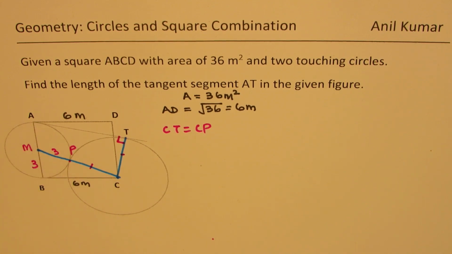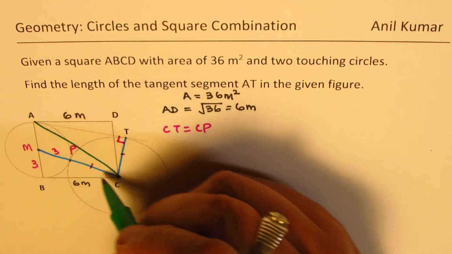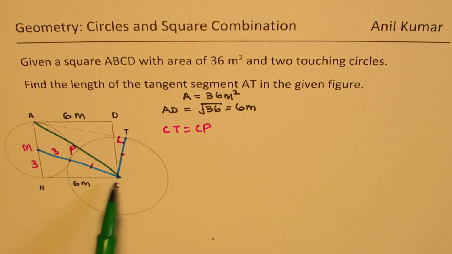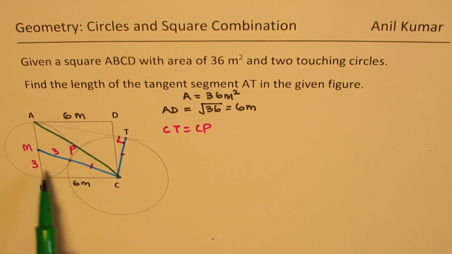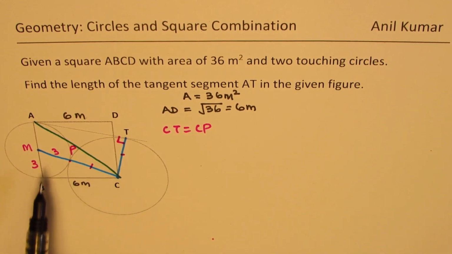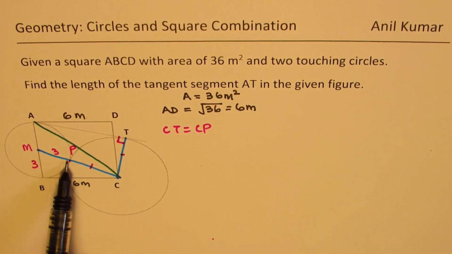Then we have a triangle, a right triangle to work with. A right triangle will be formed by joining A with C. So this diagonal makes right triangle. We know the length of AC also, which can be worked out from the side of 6, 6. And we can then find CT and AT, right? I hope the strategy is clear. So let's first begin by finding the length MC, right? And then we'll deduct 3 to get PC, which will be the radius of bigger circle.